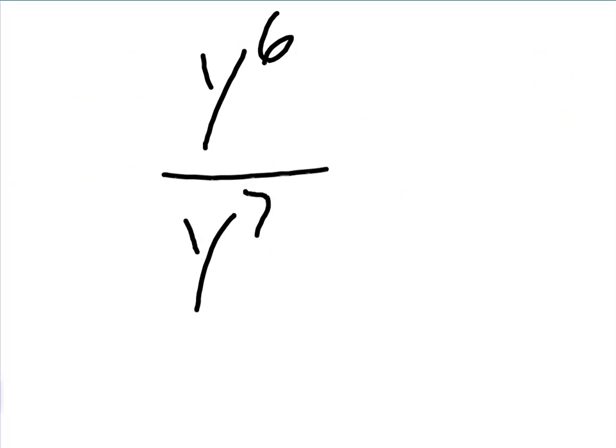Okay, and so what I want you to think about is which of these exponents is bigger, 6 or 7? All right, the answer is the 7, right? The shortcut is just to start with the bigger exponent and subtract the smaller. Your answer is going to go wherever the bigger exponent is. So for this particular example, 7 is bigger than 6, okay, and 7 minus 6 is 1.